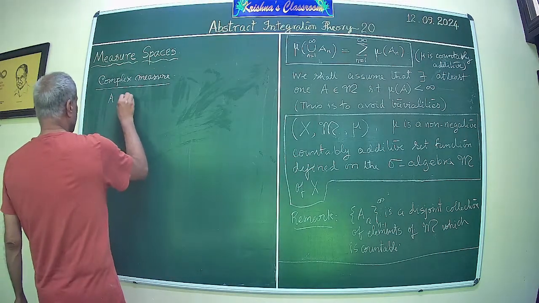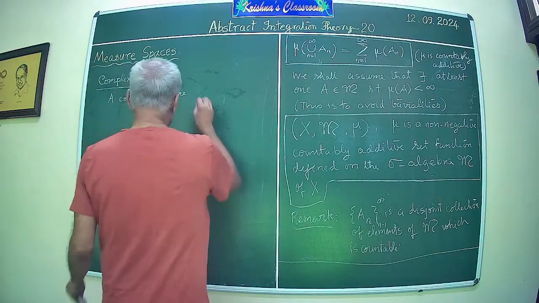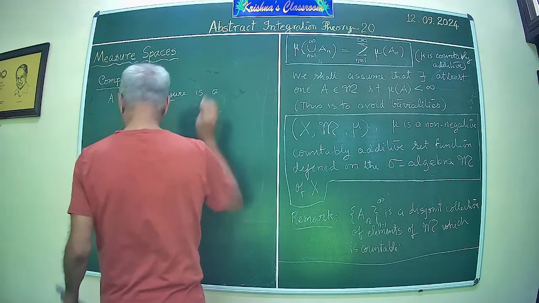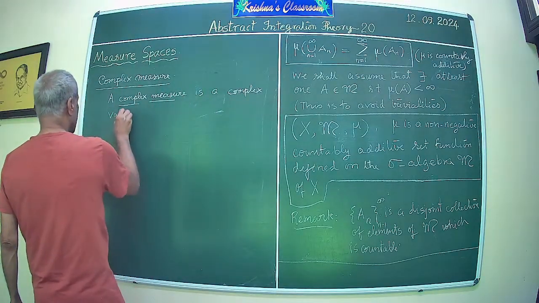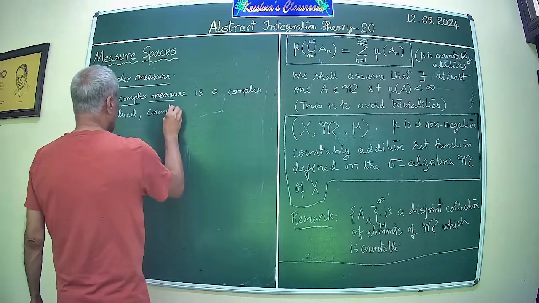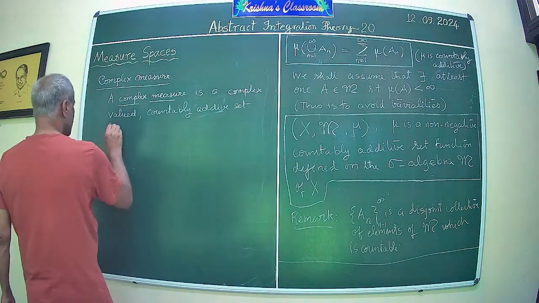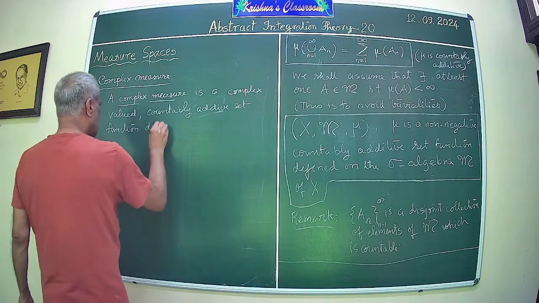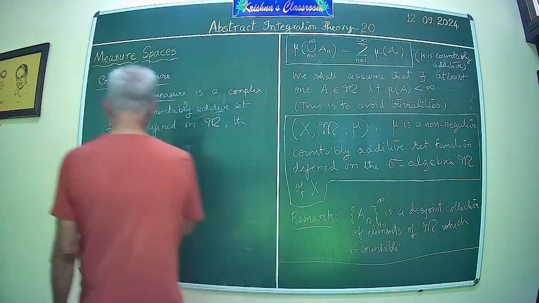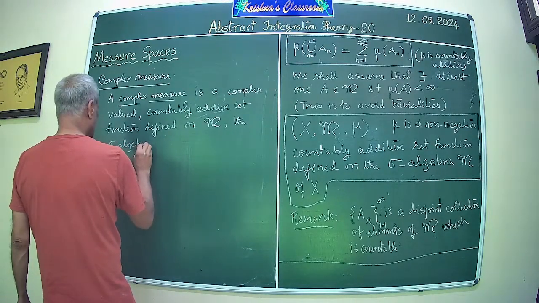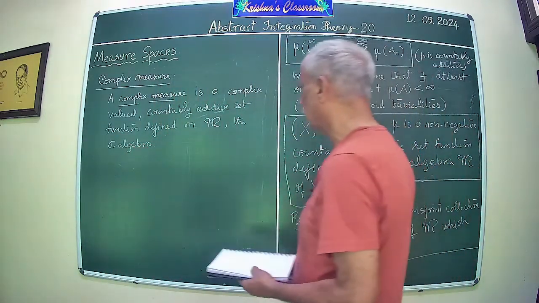A complex measure is a complex valued countably additive set function, which defines the sigma, or rather we will write it as on a sigma.